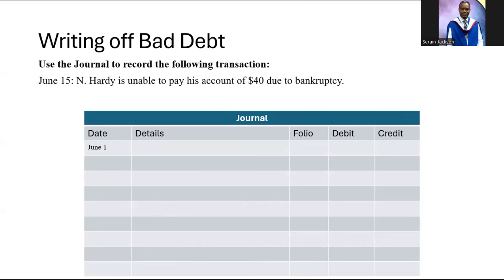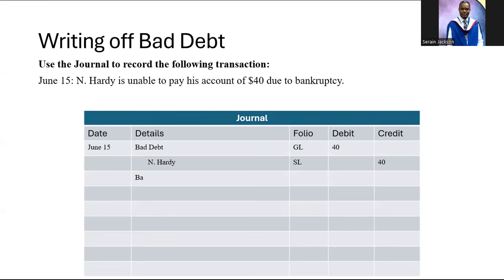June 15, NRD is unable to pay this account. We start with the account that we debit first. Bad debt is the account that we would debit because it's an expense to the business. Again, that is in the general ledger, and that is $40. Then we go with the account that is credited. You go N Hardy, he's a debtor to us, therefore his account would have been in the sales ledger, and you put that in the credit column. And you can put a notation there.